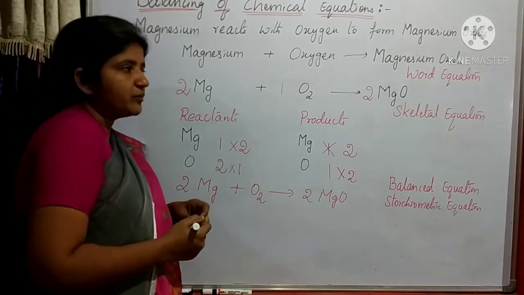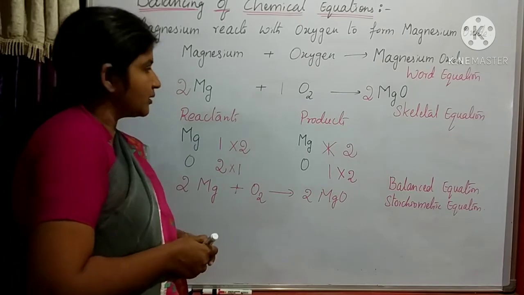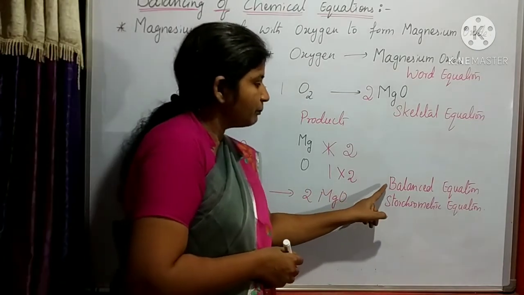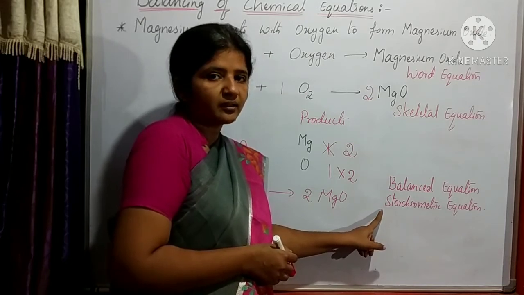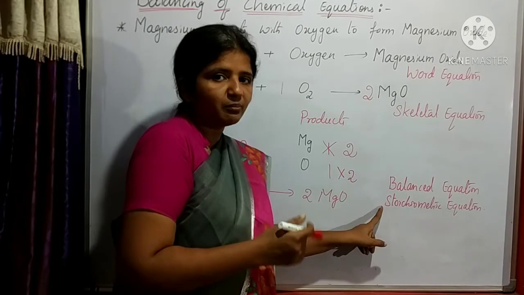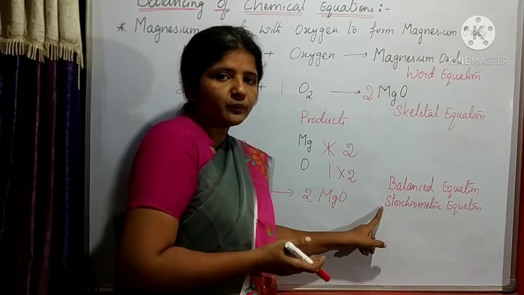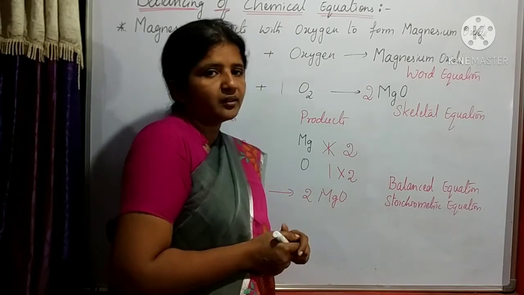Understood, beta? 2 MgO. Okay? So this is the balanced chemical equation. Now it is said to be a balanced equation or stoichiometric equation. Stoichiometric, which is in a balanced state. When the equation is balanced, it is said to be a stoichiometric equation or balanced chemical equation, beta.